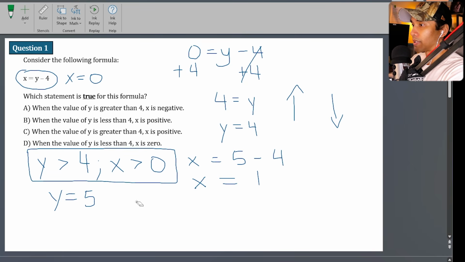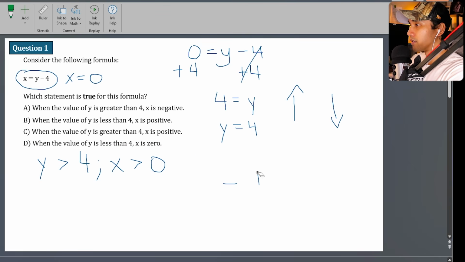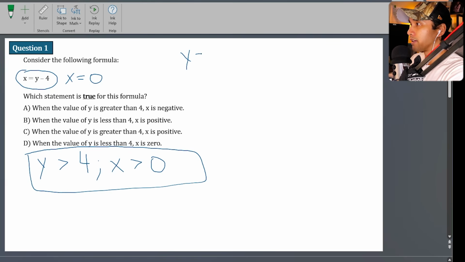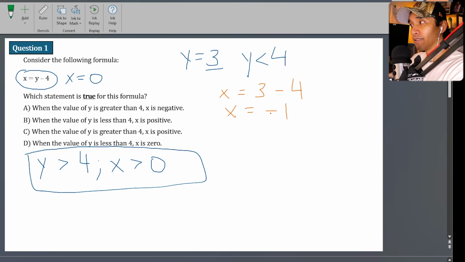Now, what I'm going to do is pick a value that is less than 4. I accidentally erased this. Okay, now I'm going to choose a value that is less than 4. Can you tell me a value that is less than 4? Very easy. Don't overcomplicate things. y equals 3. This value is less than 4. Remember, less than, greater than. So I'm going to plug this 3 into the equation, and I'm going to use a different color. x equals 3 minus 4. And then we simplify: 3 minus 4 equals negative 1. And what is this value? That value is negative.